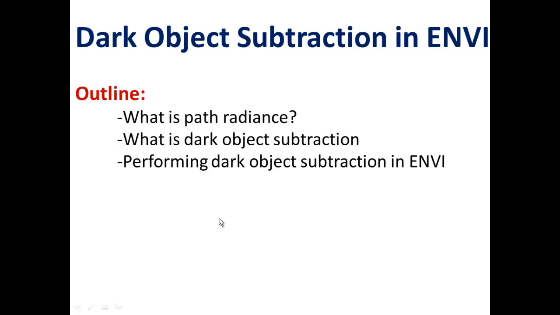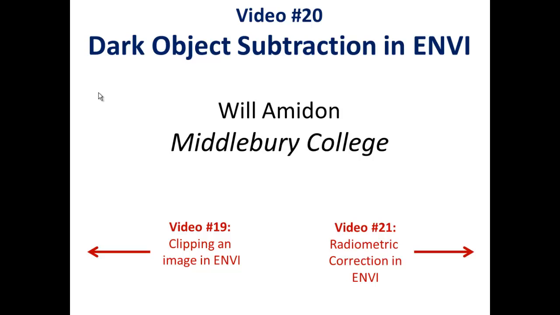So to remind you, we talked about what is path radiance, how we can use dark object subtraction to correct for it, and how to do dark object subtraction in ENVI. Tune in for our next video, video number 21, on how to do a radiometric correction in ENVI.